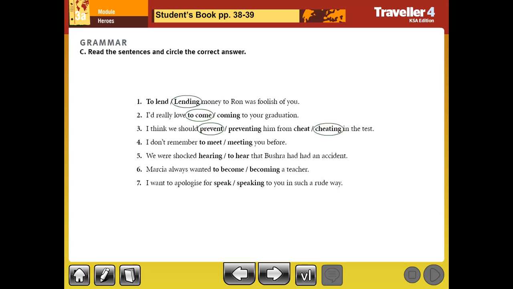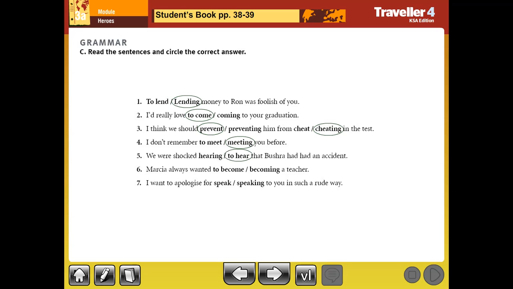Number 4. I don't remember. شوف نهاية الجملة before من قبل يبقى بتكلم عن something in the past. آخر نقطة شرحتها I don't remember ما أذكر meeting you before. بتكلم عن something happened يبقى الفعل في ing. Number 5 we were shocked. Shocked adjective like easy, interesting. الادجكتيف بعدها فيرب يسبق بتو، يبقى we were shocked to hear.